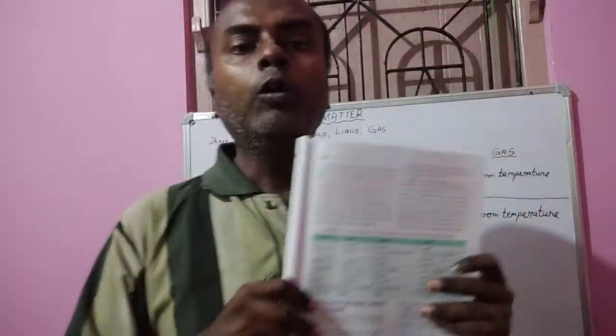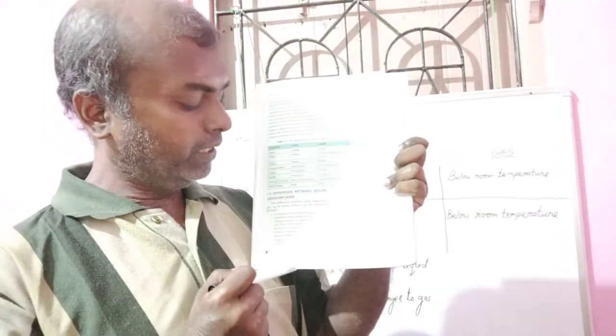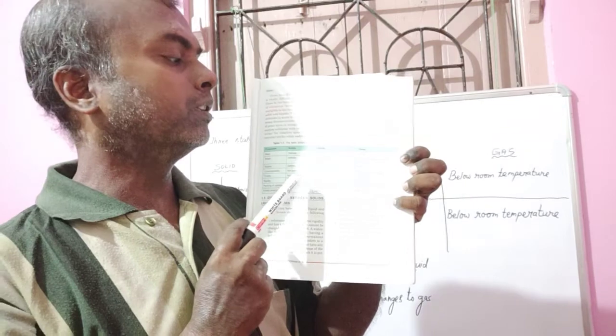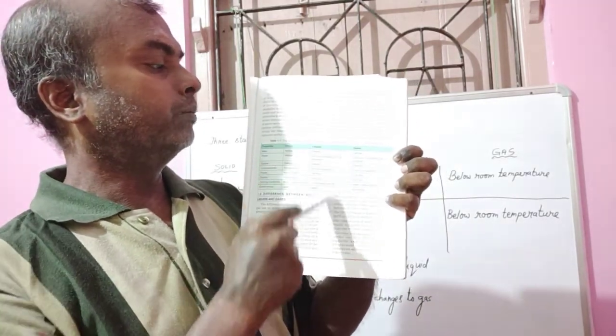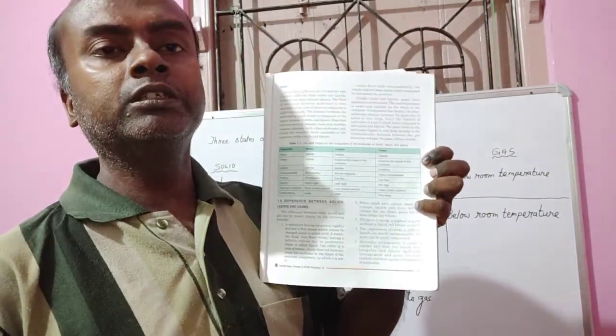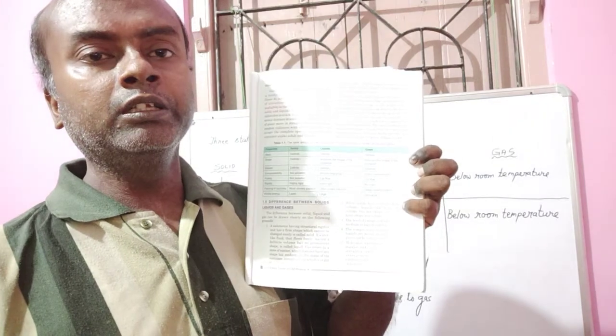Okay, all these differences between solids, liquids and gases are given in page number 13 of your book in this particular table. See, the properties are given here and the comparison is there between solid, liquid and gases based on these properties. Go through this table and go through my video again for understanding the differences between solid, liquid and gas.